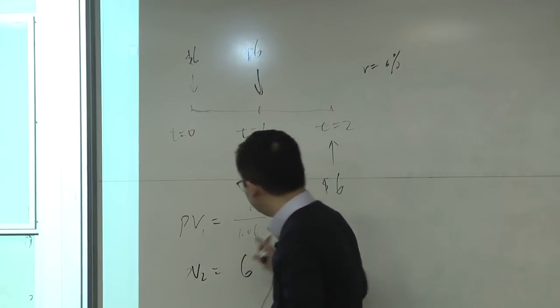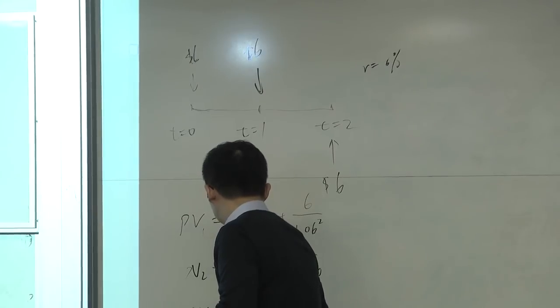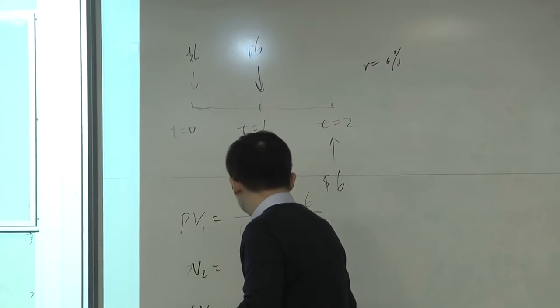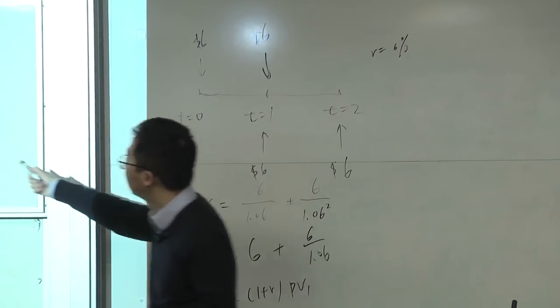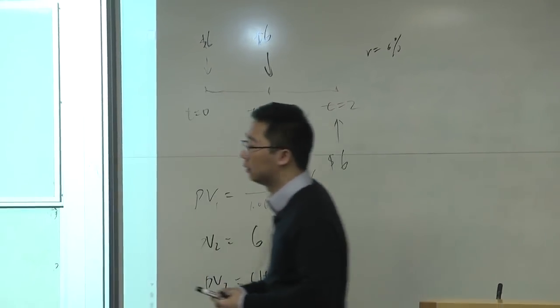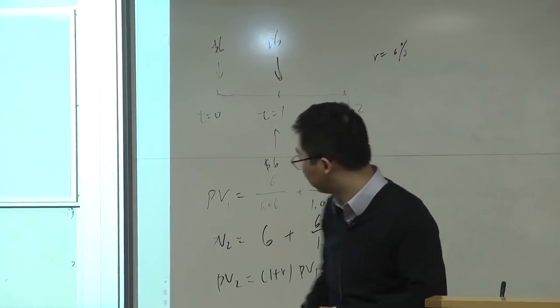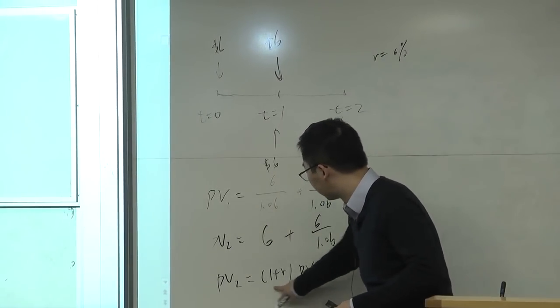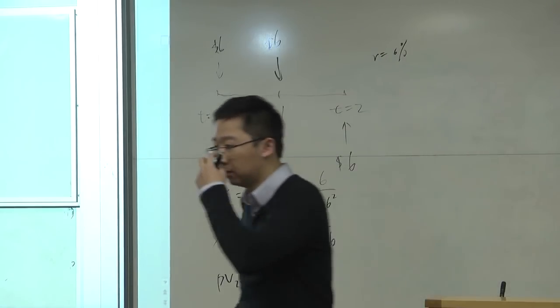So if we add them together, PV2 is 1 plus R multiplied by PV1. It's exactly what we see here for the present value of annuity. If each cash flow is discounted by one less period, it is valued more, by a factor of 1 plus R, by 1 plus the interest rate.